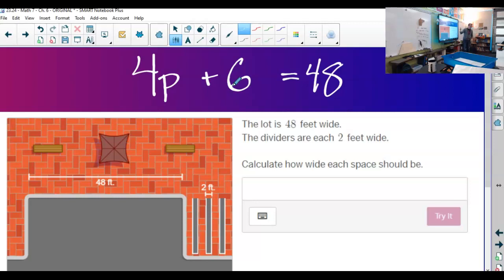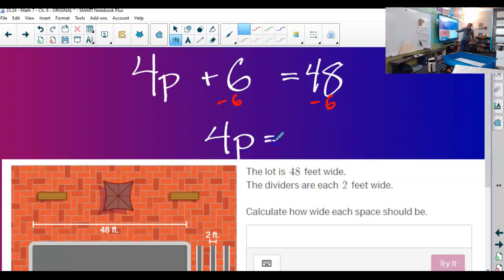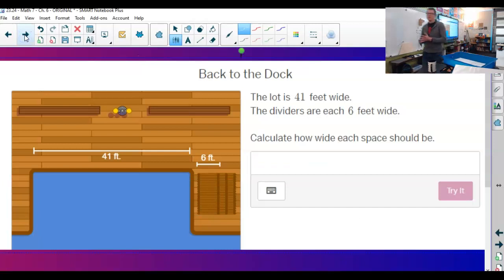So how much space do we actually have for parking? We have to get rid of that 6. How do I get rid of that 6? 48 minus 6. We subtract 6 on both sides. So how much do we actually have left for parking? 42. 42, and then we will split that up. Careful as you do the dock question. Each of those docks is wider because you don't want to fall off the dock. All right, keep going.